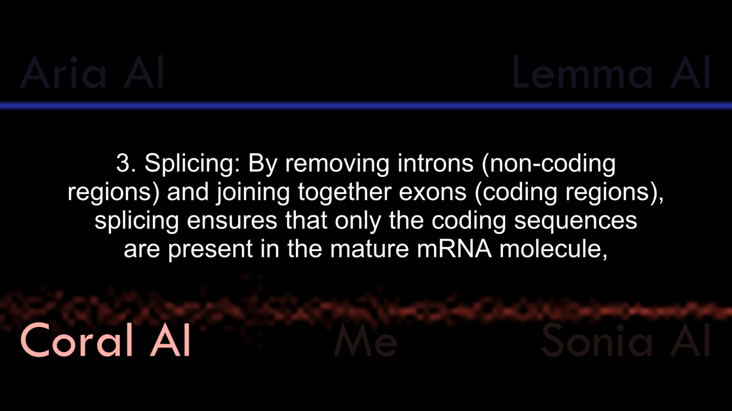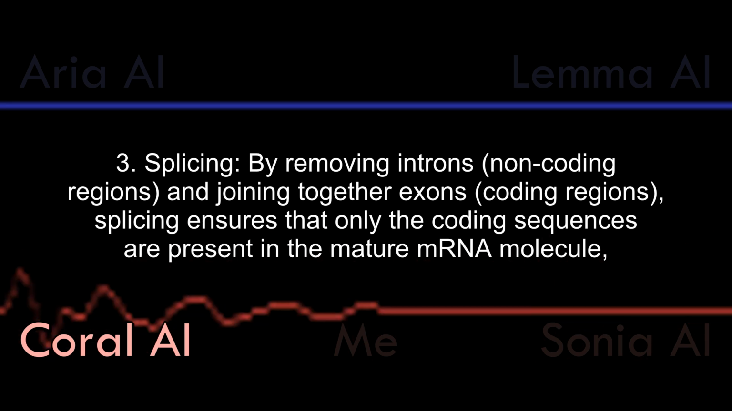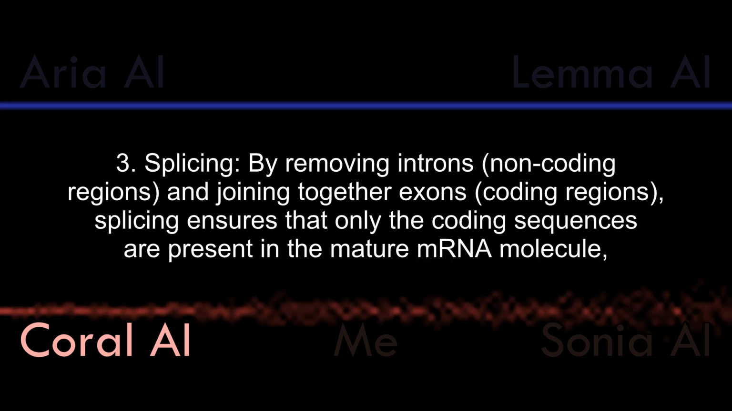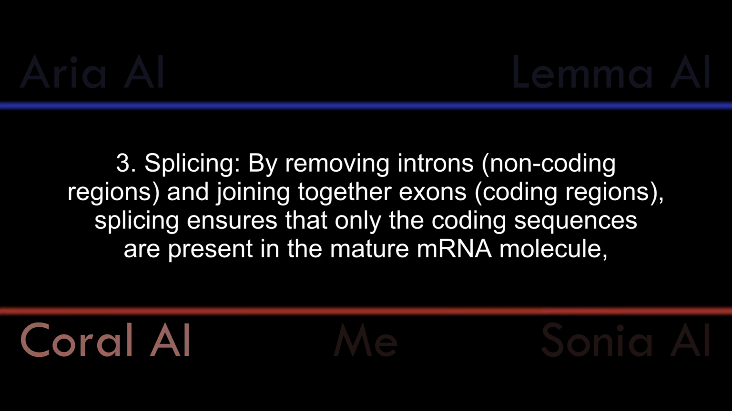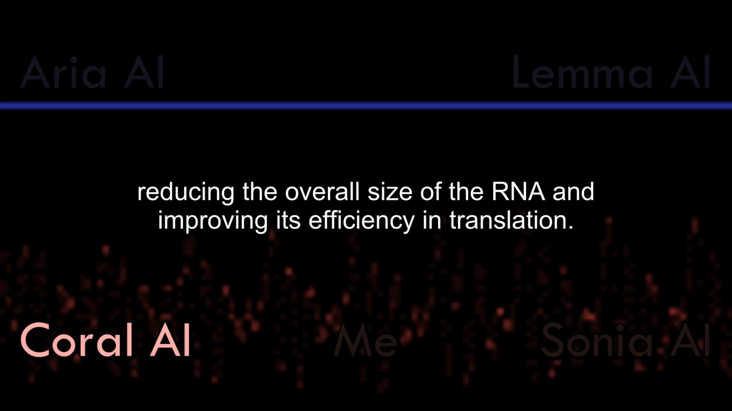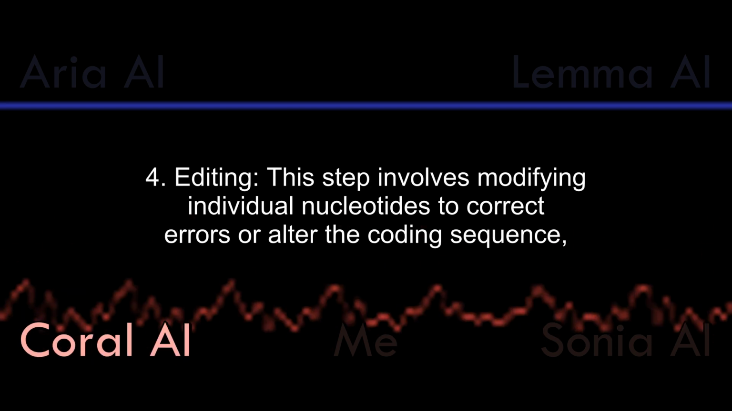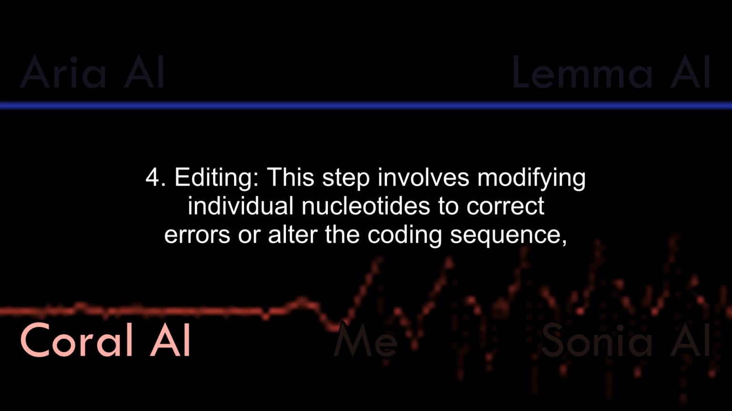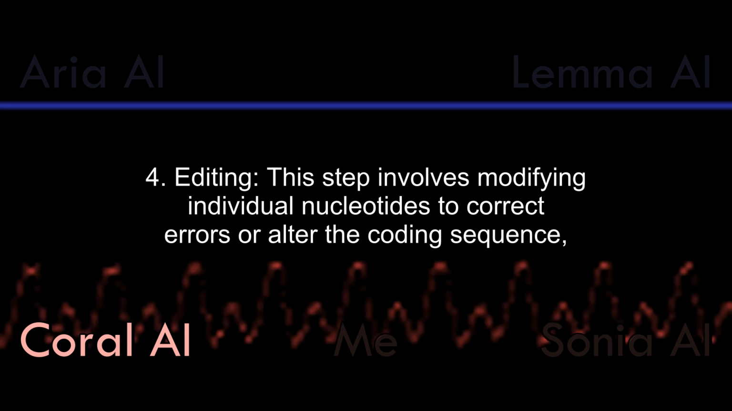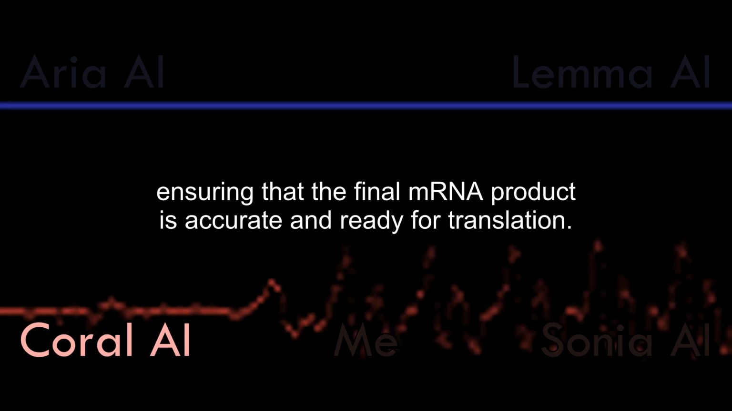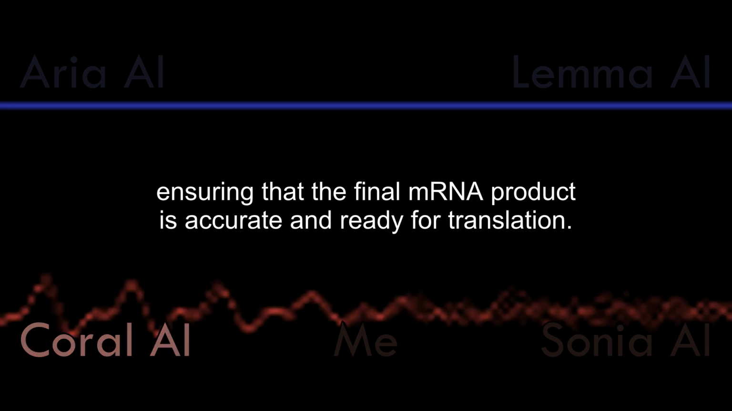3. Splicing. By removing introns, the non-coding regions, and joining together exons, the coding regions, splicing ensures that only the coding sequences are present in the mature mRNA molecule, reducing the overall size of the RNA and improving its efficiency in translation. 4. Editing. This step involves modifying individual nucleotides to correct errors or alter the coding sequence, ensuring that the final mRNA product is accurate and ready for translation.